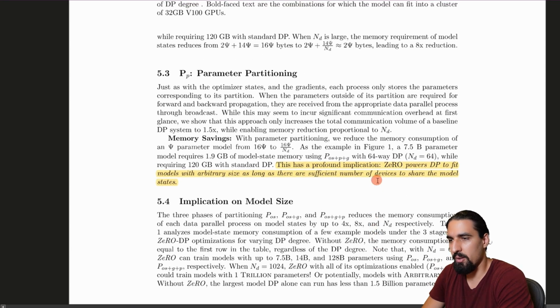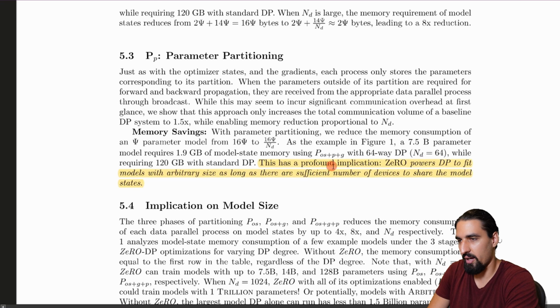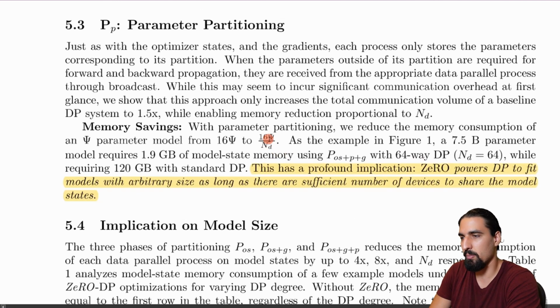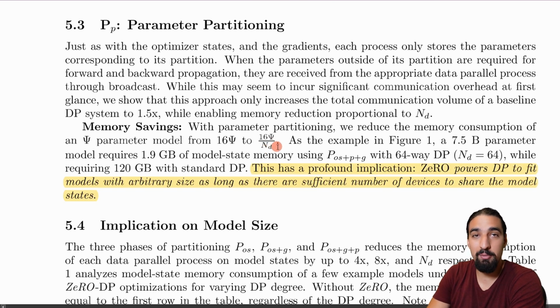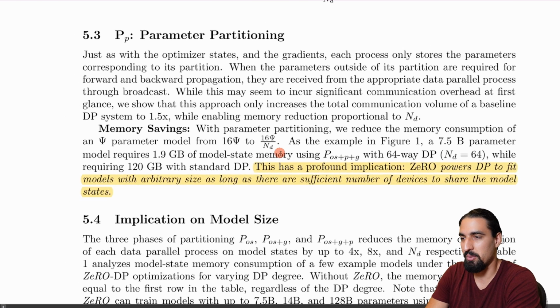Interesting piece of theory, but not that practical. They show that, because of the formulas we already saw in the table, we ultimately end up with a 16 psi over ND formula for the amount of memory, which means that as ND goes to infinity, this goes to 0. But yeah, it becomes impractical. But this shows that this has a profound implication.